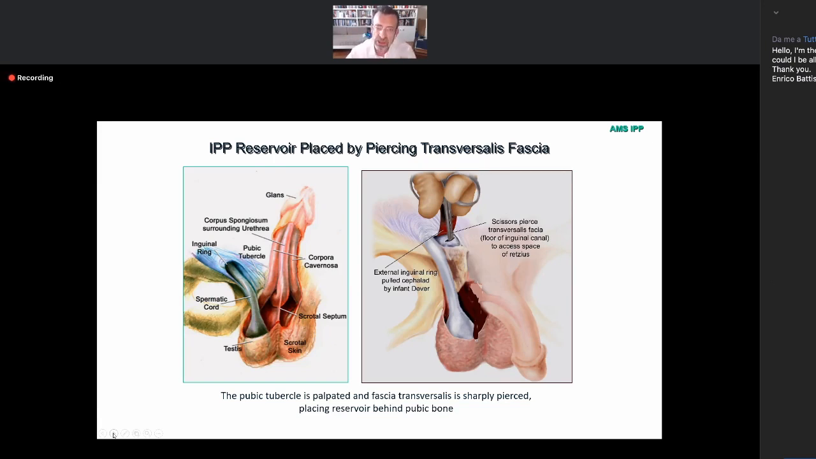You put beside the tip of your finger the Metzenbaum scissor, and we are talking about a patient without previous radiotherapy, without previous radical cystectomy. You pierce at this moment the fascia transversalis. Be sure, please, that the bladder is empty.